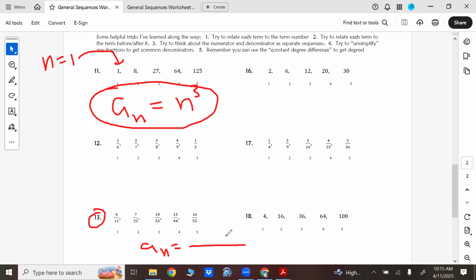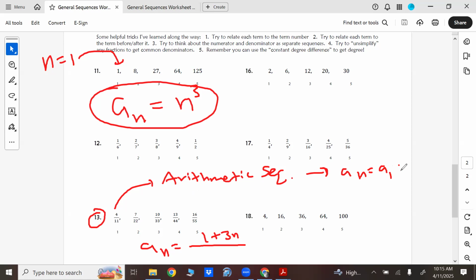So I would say this. What's the right way to think about it? You can say 1 plus 3n. Yep, I'd agree. Because if you do 1 plus 3, that's 4. So here's how you can think of this. When it's what we call an arithmetic pattern, it's not like an equation. Arithmetic sequence looks like this: a sub n equals a sub 1 plus n minus 1 times d. d is what? Yep, the common difference.